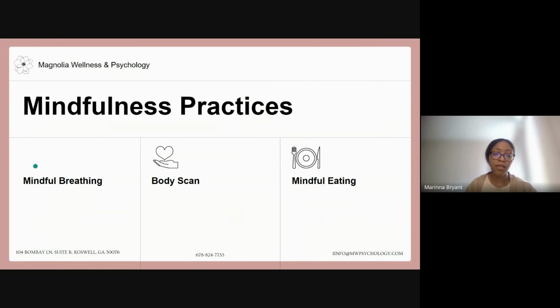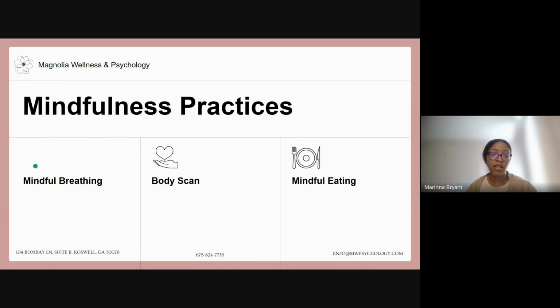Mindfulness breathing could be one simple sit-down technique where you're just focusing on your breath. For example, your breath as you inhale and exhale, maybe every few seconds, and you may do this for a few minutes. This can help ground you in the present moment and calm your mind. Then we have the body scan technique.